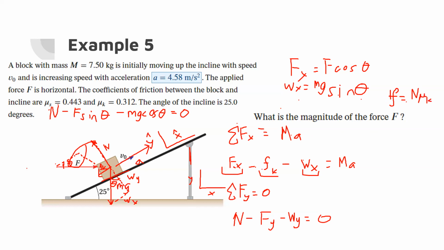So what I have to do here is F sub x, which is F cosine theta, minus n times mu sub k, minus mg sine theta. And that is equal to the mass and acceleration of my block.